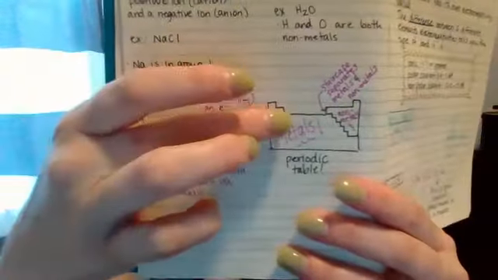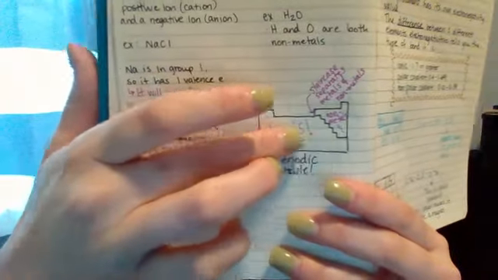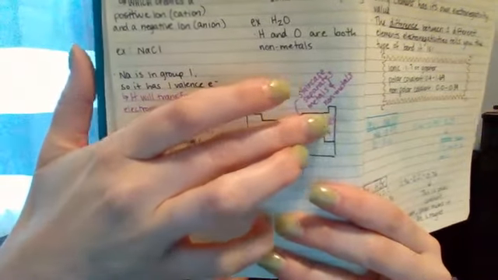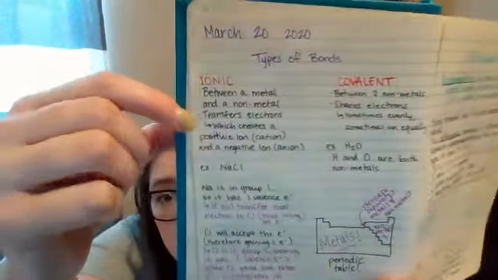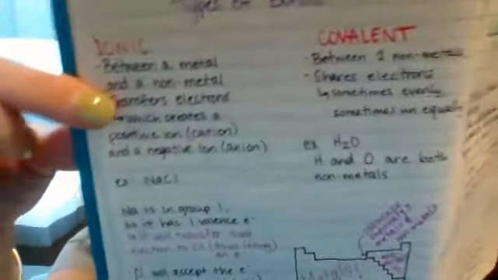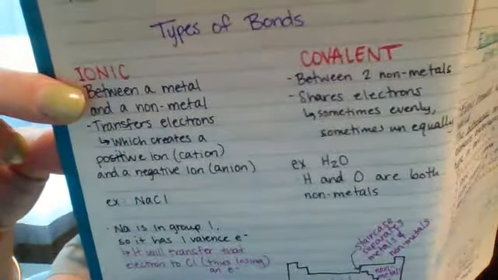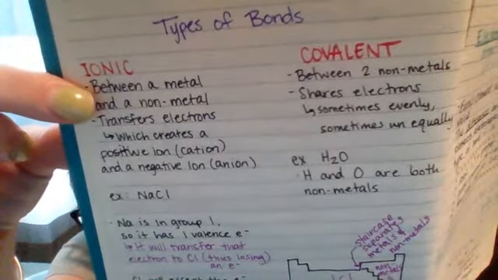So that's ionic, a transfer of electrons from a metal to a nonmetal. So the metal always loses the electrons, the nonmetal always gains the electrons. And remember, that's because on the periodic table, the metals tend to have less valence electrons, and the nonmetals tend to have more. So now we have covalent. So covalent is between 2 nonmetals. They share electrons, sometimes evenly, sometimes unevenly.